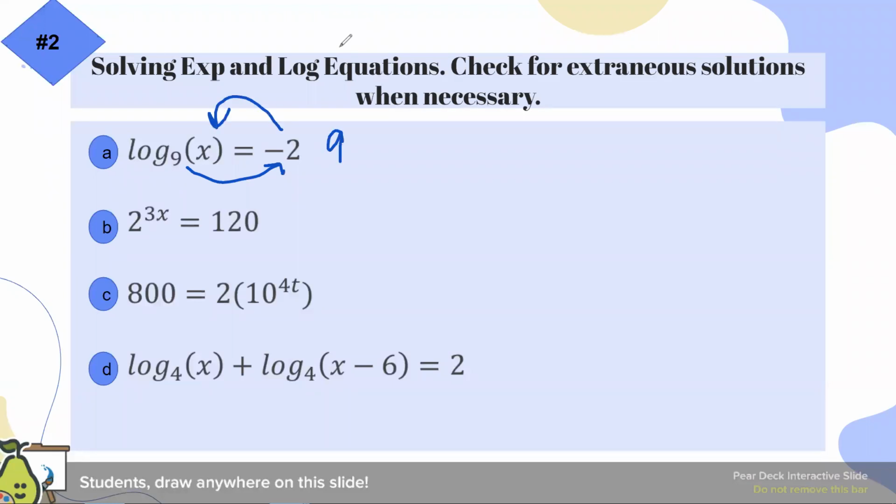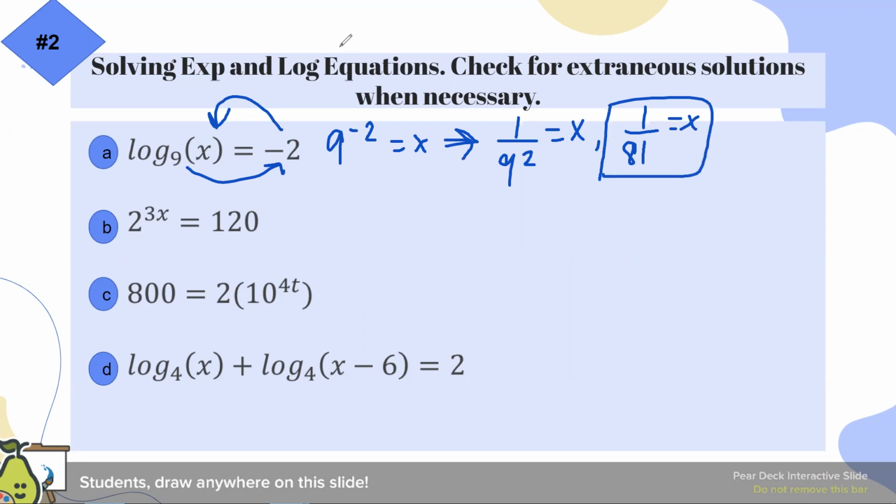It's going to give me 9 to the -2 is equal to x. And although x is equal to a number right now, I need it to be a specific number. 9 to the -2 doesn't really tell me anything. So by properties of negative exponents, this really becomes 1 over 9 squared is equal to x. And then 9 squared, of course, 9 times 9 is 81. So 1 over 81 is equal to x.